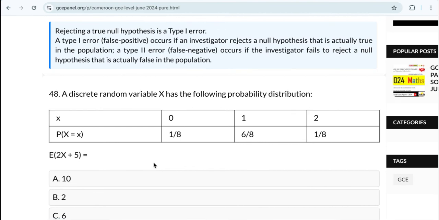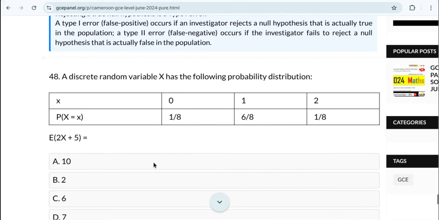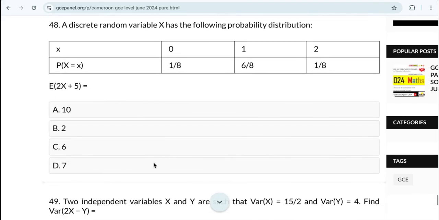Now question 38. A discrete random variable x has the following probability distribution. You have x as 0, 1, 2 and so on. Find the expectation of 2x plus 5. First of all, what's the mean of this one? The mean here is 0 times 1 over 8 plus 1 times 6 over 8 plus 2 times 1 over 8. So the mean or expectation is 1. So the expectation of 2x plus 5 will just be equal to 2 times 1 plus 5, which is 7.